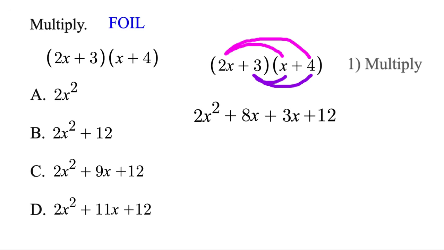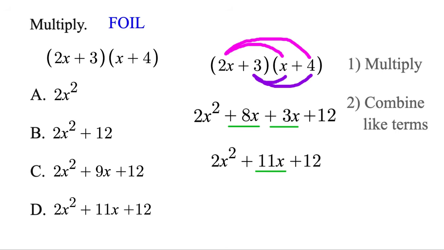So the first step is always multiplying everything out, but the second step is to combine like terms. In other words, you'll always combine the two things in the middle there. So you'll add the numbers in front, 8 plus 3, keep the x, so plus 11x there. Drop down the first thing, drop down the last thing, and believe it or not, that's it. That's the final answer. So same thing as D there.